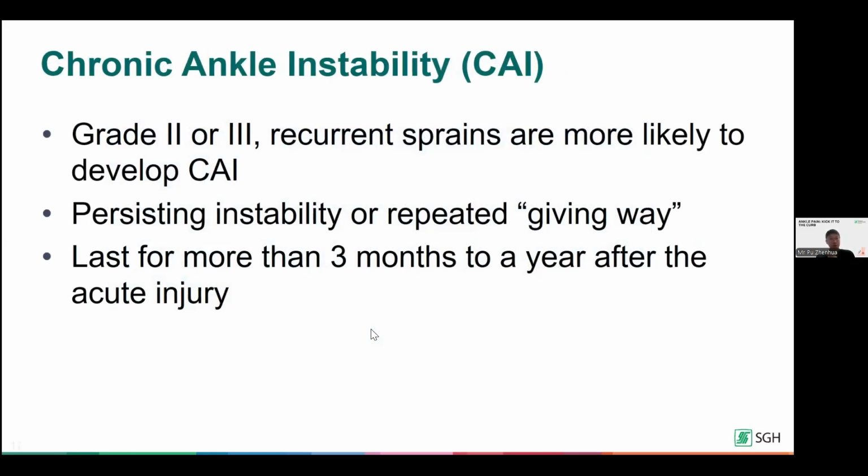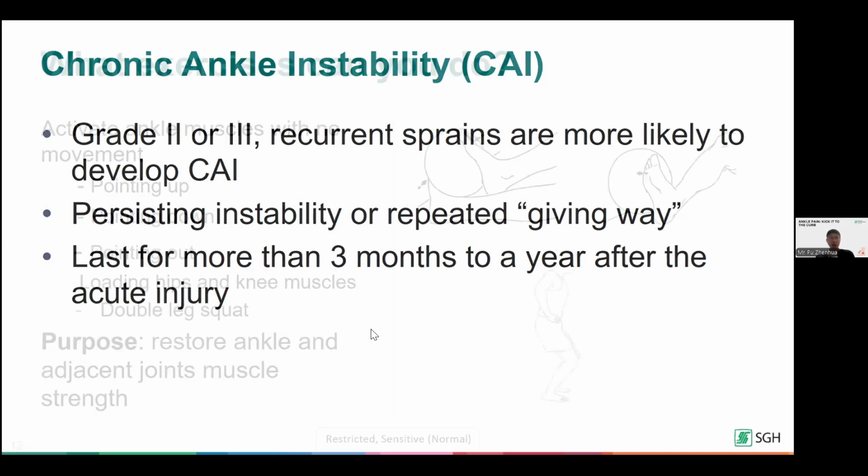For grade 2 and 3, you will suffer your ankle once again and again, and very likely it can develop into a chronic ankle instability. What it means is that you will feel your ankle is not that stable. You feel that it's quite loose. You feel that it's repeatedly giving way. For example, sometimes you're just trying to catch up with the bus or walk a little bit faster, even on flat ground, and then you feel your ankle is rolling inward again. This can happen for about 3 months to a year after the first acute injury.